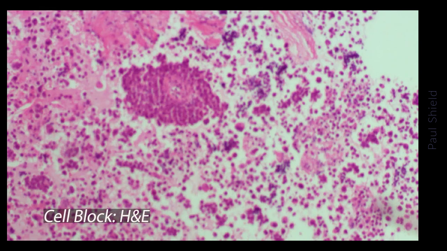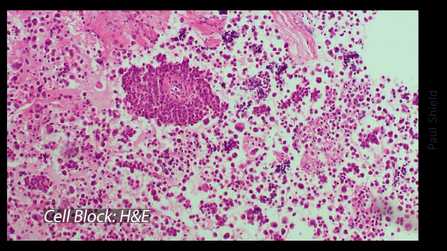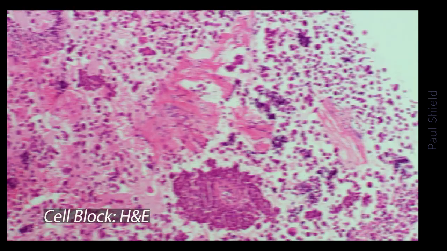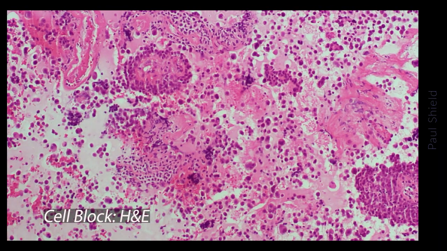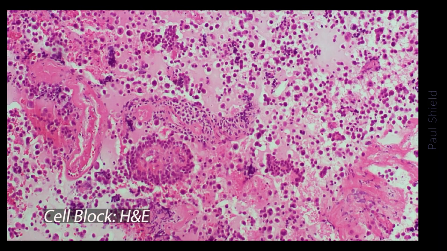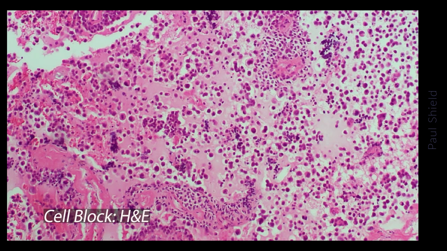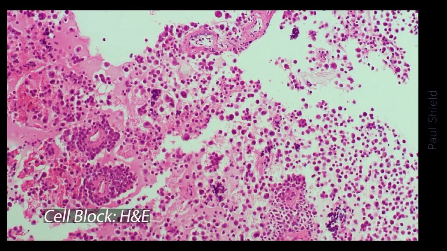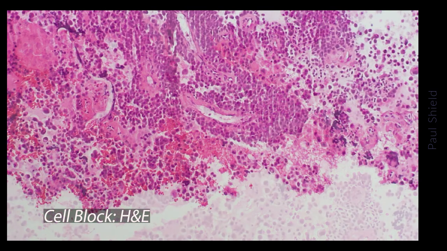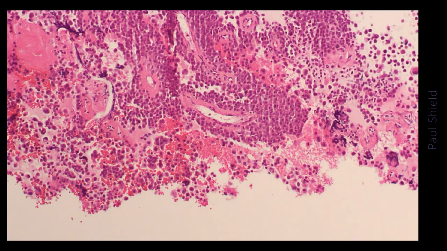Now we had extra material. We did a cell block on that. This is the hematoxylin and eosin stained sections of the cell block, quite cellular, as you can see, pretty much the same findings as the cytology. Notice how the tumour is clustered around blood vessels in various places.